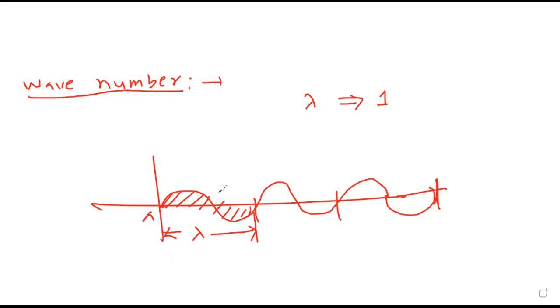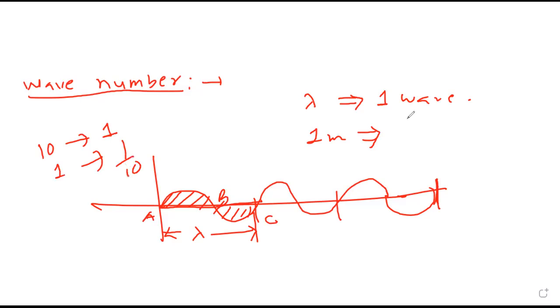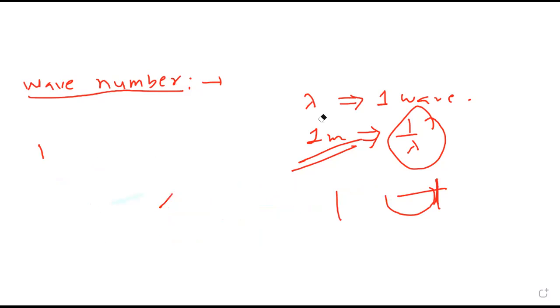Lambda distance has how many waves? One wave. So 1 meter will have how many waves? If 10 rupees buys one pen, then 1 rupee buys 1/10 of a pen. So 1/lambda. That means the number of waves present in 1 meter is called wave number. What is wave number? Number of waves present in 1 meter. It is the reciprocal of wavelength measured in meter.